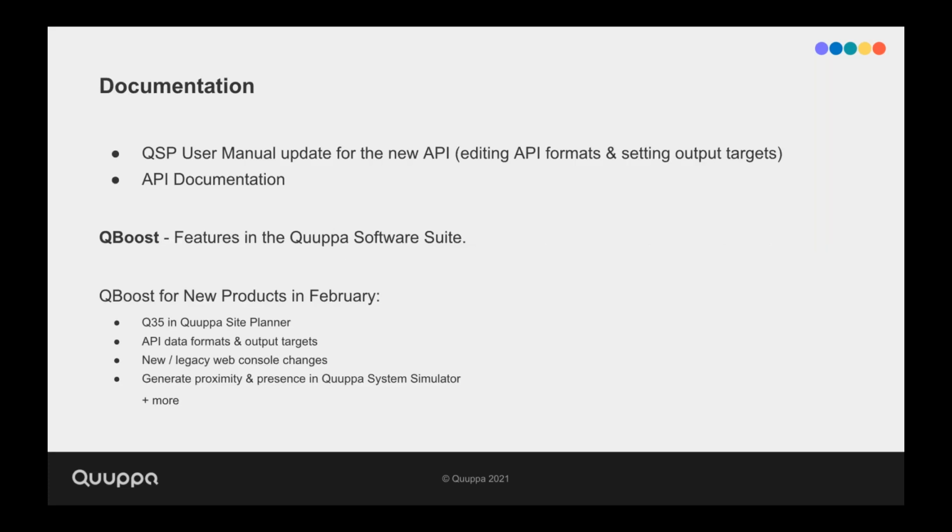We've also updated all our documentation to help give you as much information as possible with the new software release. We've updated the Quuppa Site Planner user manual for the new API, as well as providing all the documentation for the API in Customer Portal. To further give our users better understanding of the features and functionalities available within our software, we'll be releasing a new version of our QBoost initiative.